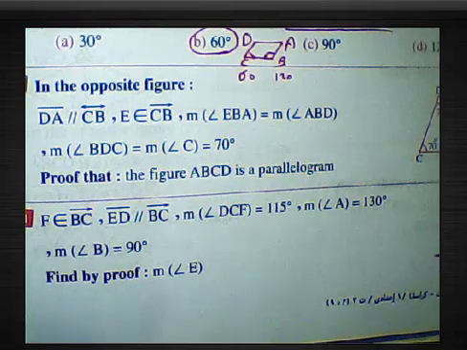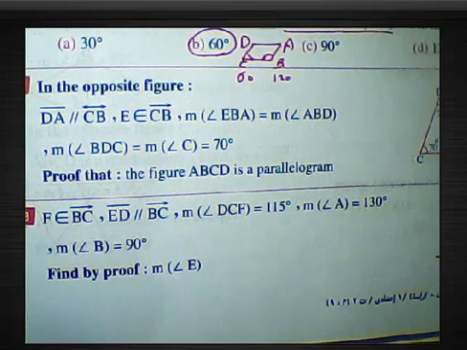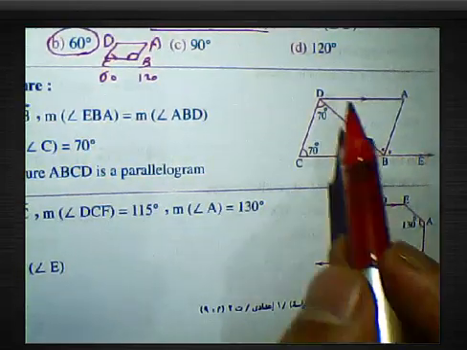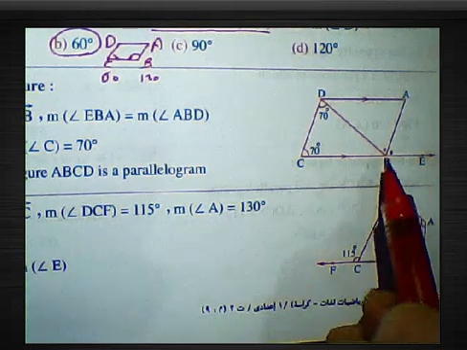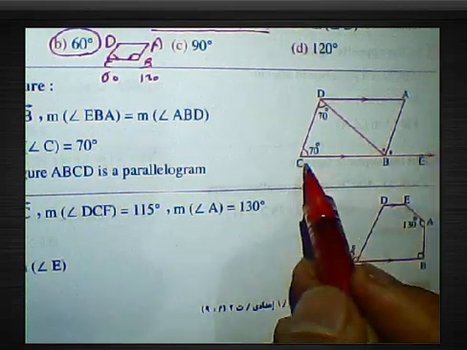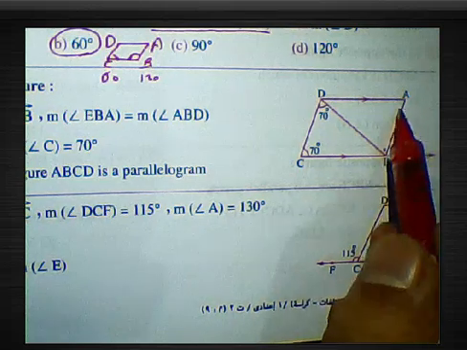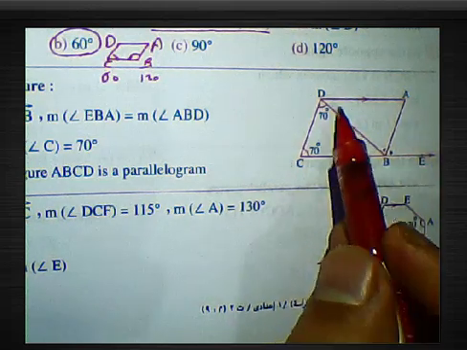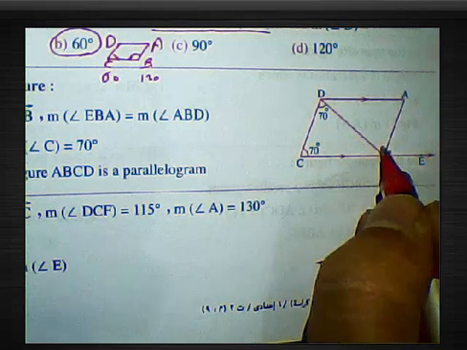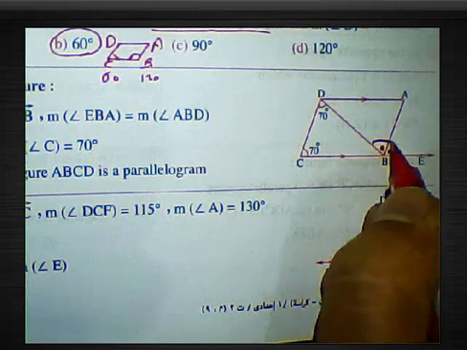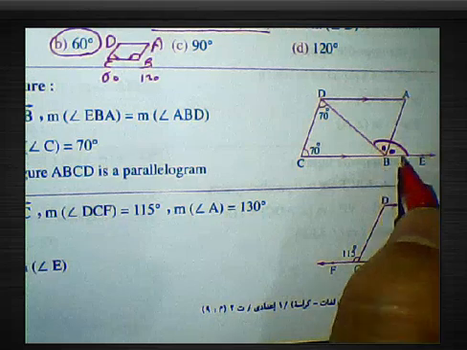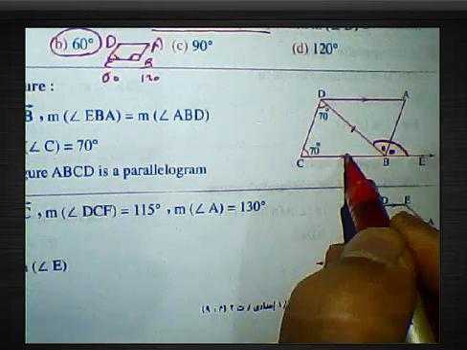In the opposite figure here, DA is parallel to CP and E belongs to straight line CP. Measure of angle ABA equals measure of angle ABD. We have here the bisector of the angle, and we have 70 degree, isosceles triangle here.